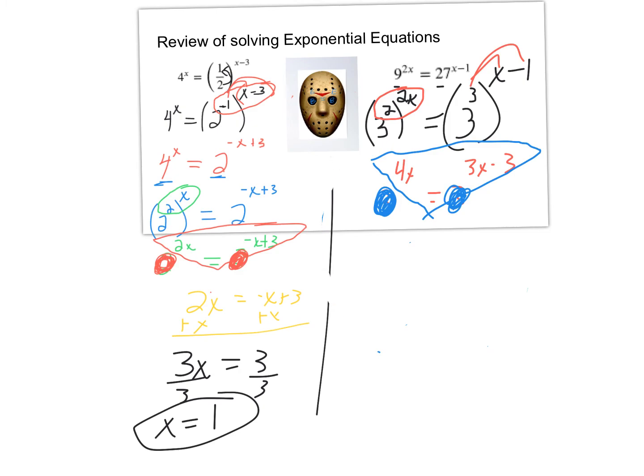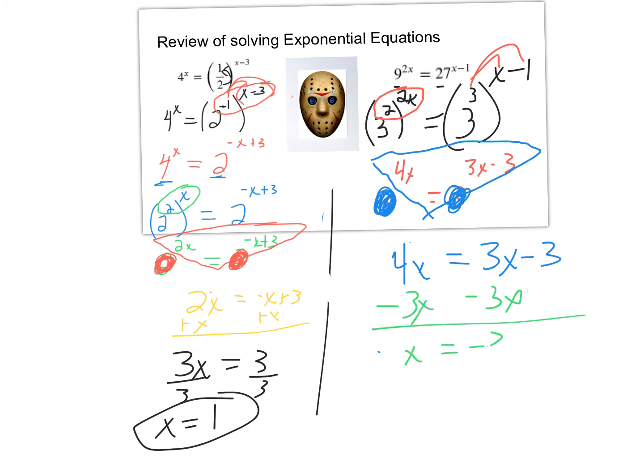Okay, so now let's go after these exponents. So we're going to have 4x is equal to 3x minus 3. Now solve the equation. So I'm going to subtract the 3x, so I'm going to have x is equal to negative 3. And there's that one. See, pretty basic.